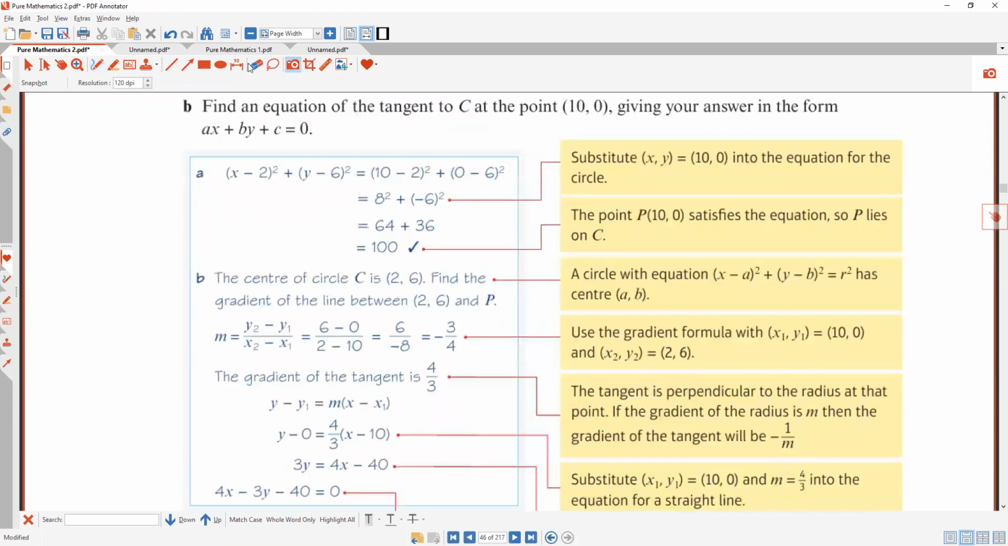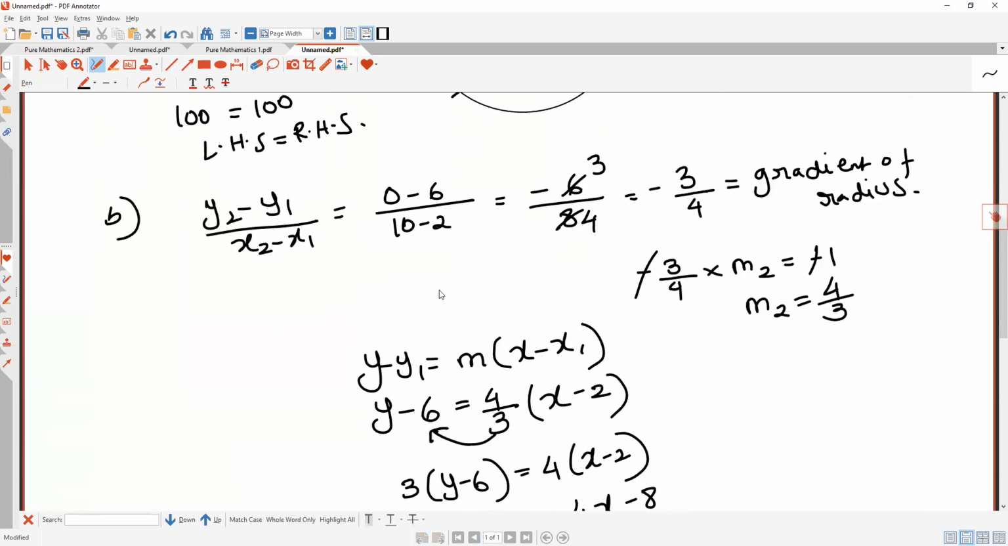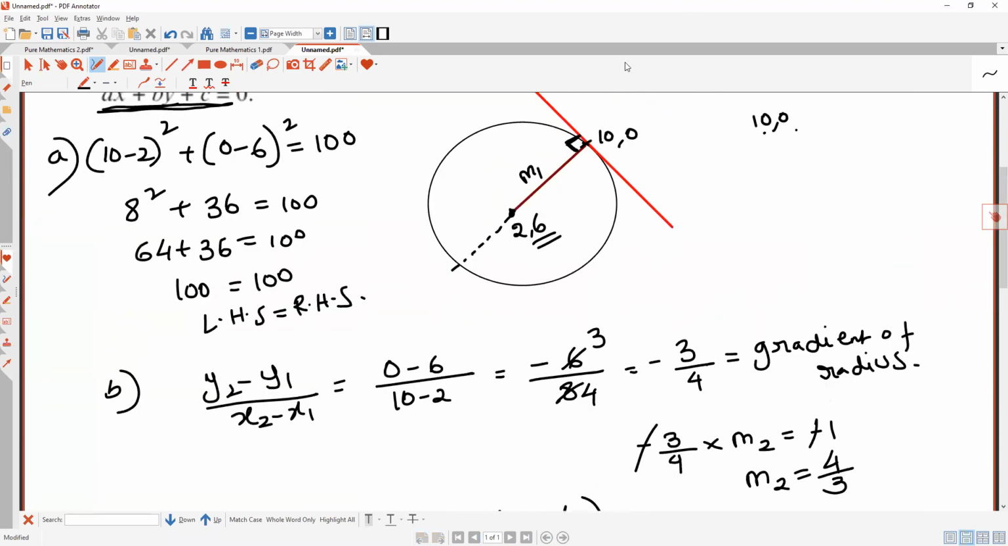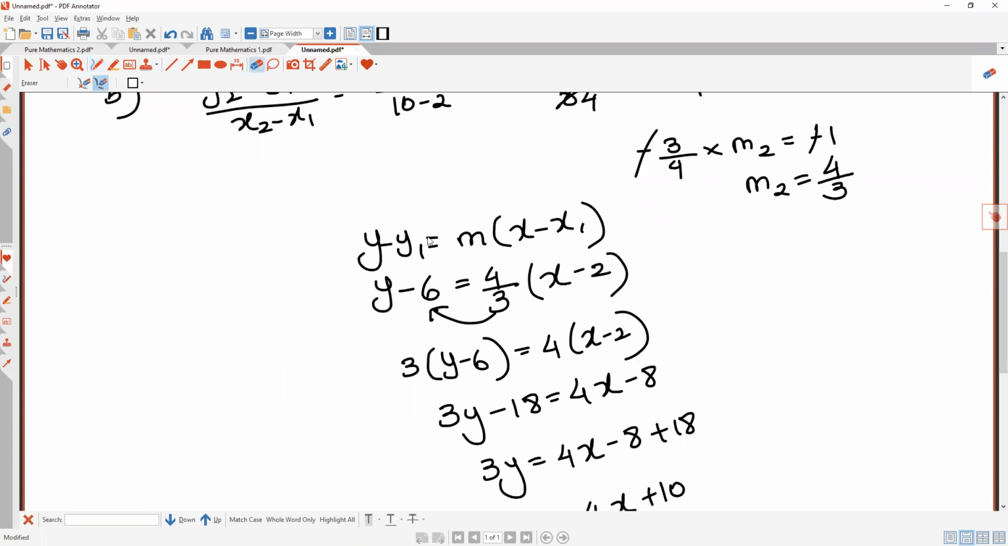Okay, I made some mistake. Let me check my answer. Okay, double check. I'll pause the recording. I found my mistake. Silly me. I'm supposed to take the coordinate of the tangent, but I took the coordinate of the radius. That's very wrong. Instead of taking 2, 6, I'm supposed to take 10, 0. So I need to rub everything out. 10, 0.